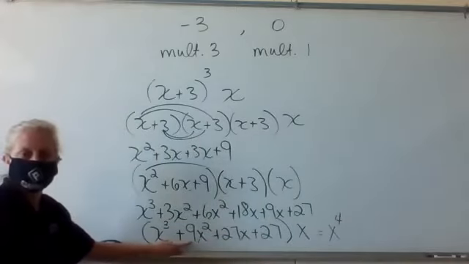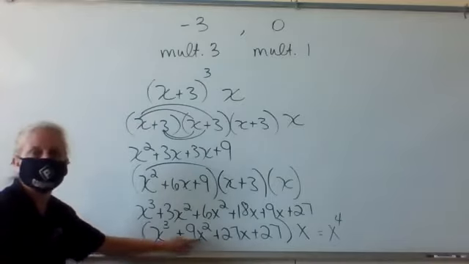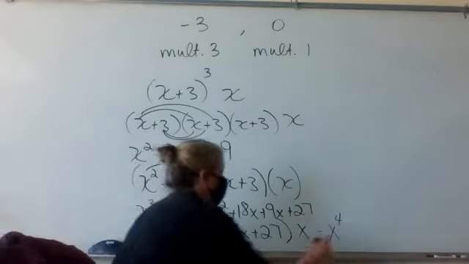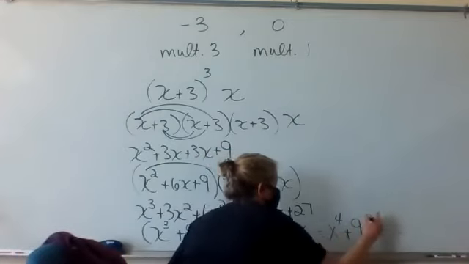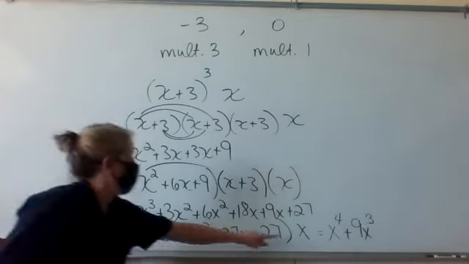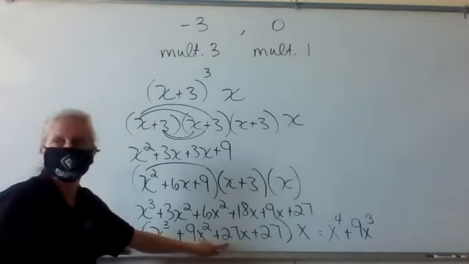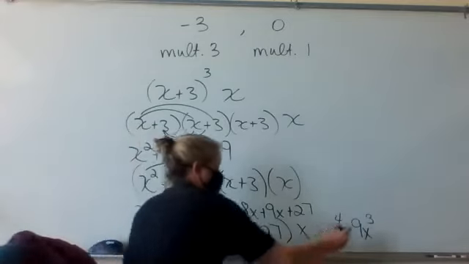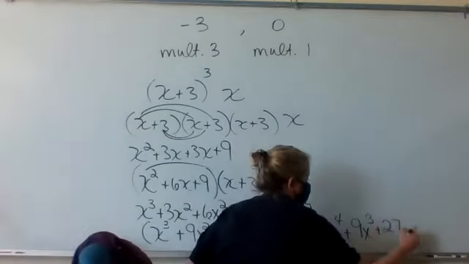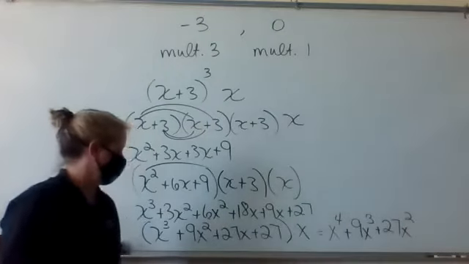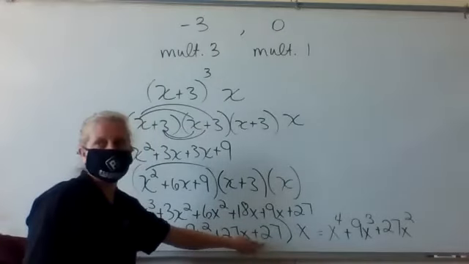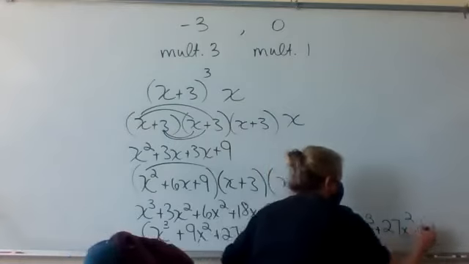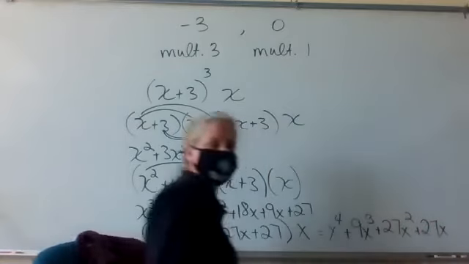X times 9x squared is just going to turn that into positive 9x to the third. X times 27x gives me 27x squared. And x times 27 gives me 27x.